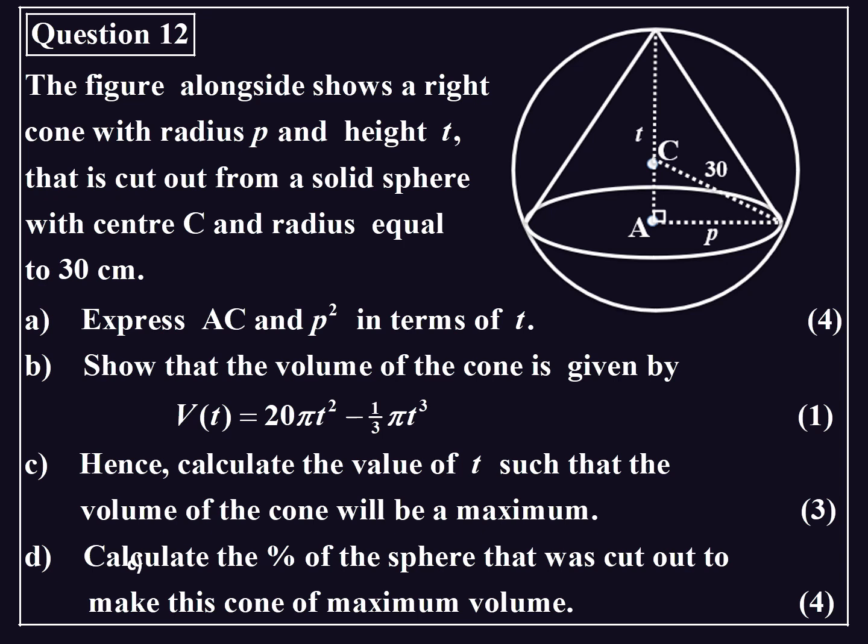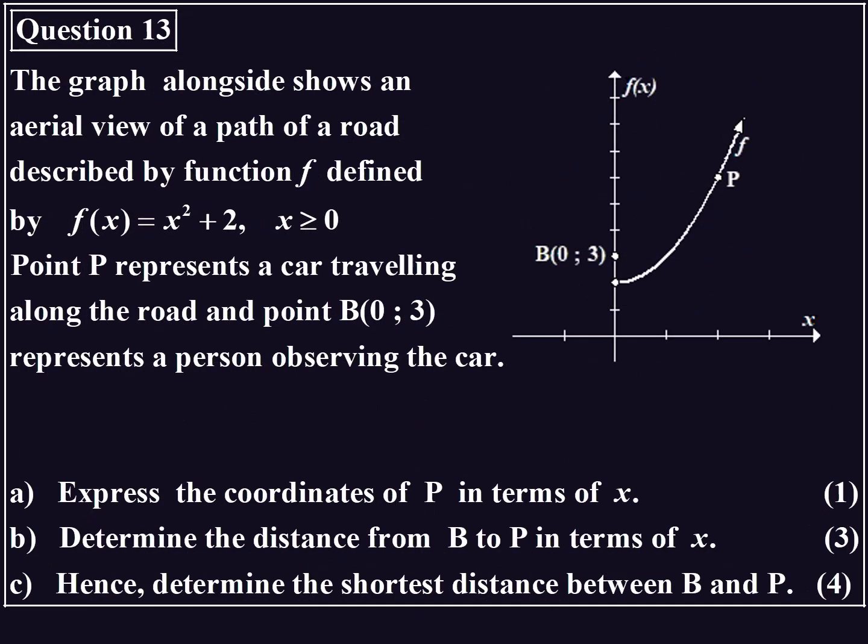Here we have something similar, a little bit different. Again, a cone inside a circle, but it's a totally different situation there. And then we have something similar to our question number 7. We have a graph, and they ask you a few questions. Find the coordinates of P, and here we want the distance from P to P.